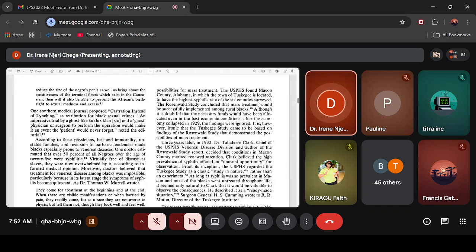It was, however, ironic that the Tuskegee study came to be based on the findings of the Rosenwald study that demonstrated the possibility of mass treatment. So already here they're saying there's mass treatment at a time when there's no money.